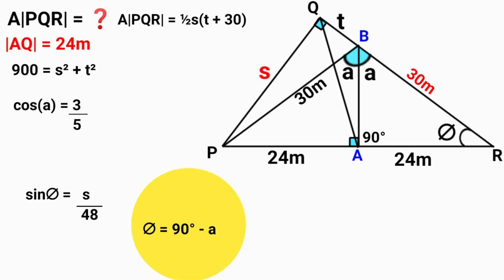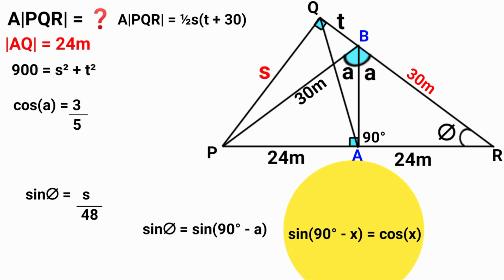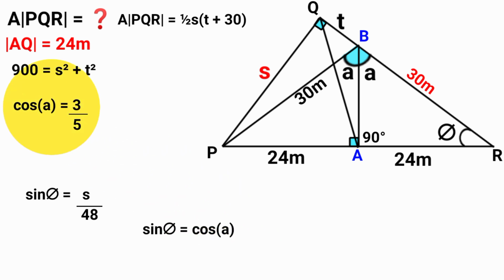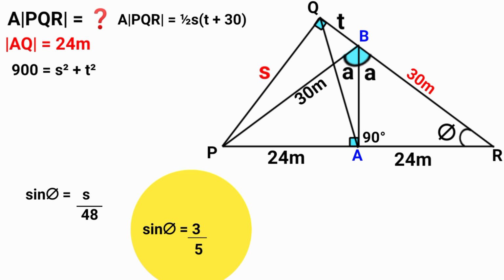Take the sine ratio of both sides. So sin theta equal to sin (90 minus A). From trigonometry, we know sin (90 degrees minus x) is cos x. Assume x equal to A. Substitute here. So sin (90 degrees minus A) equal to cos A. That is, this sin (90 minus A) is cos A. But from here, cos A is 3 over 5. We substitute here. So sin theta equal to 3 over 5. That is, this sin theta is 3 over 5.